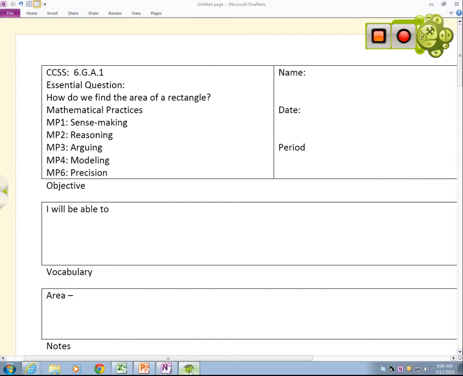Okay, are we recording? Yes, we are. Oh, that's the eraser.